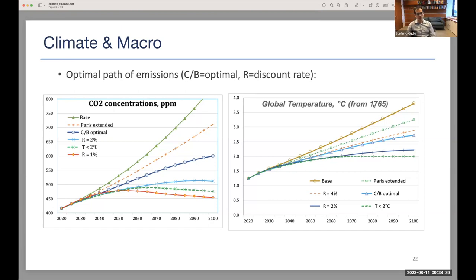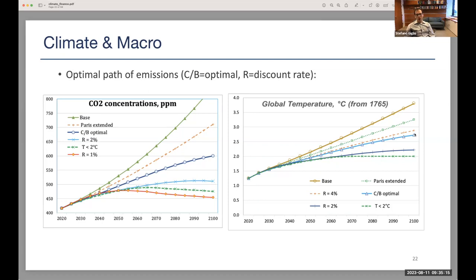Let me give you some examples, okay? So this CB optimal is the path according to the optimal policy, okay? This deep blue line here, and here this light blue line. So you can see that in this model, the optimal path actually has a pretty significant increase in concentrations of CO2 and a pretty significant increase in emissions, okay? Now, what drives that? Why is it the case? It's because in this model, the effective discount rate is actually pretty high.